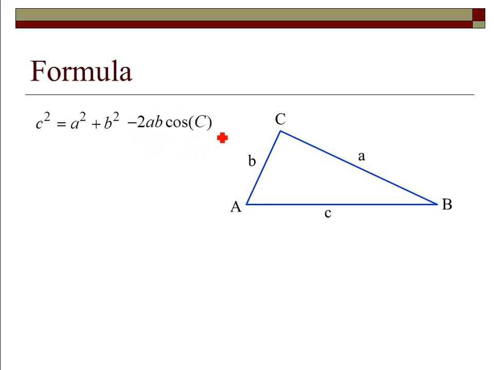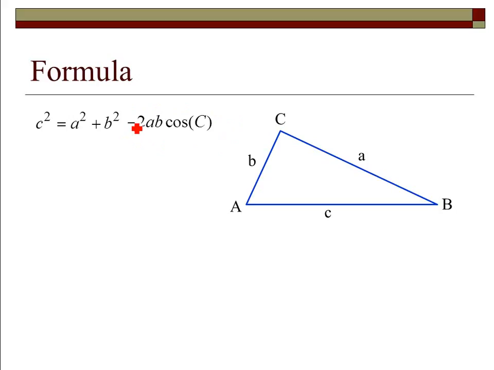That's what happens. Now, if angle C is a 90-degree angle, this would all equal 0, and we get the Pythagorean theorem. And that's the difference, because then we'd have a squared plus b squared equals c squared. So this makes the correction.